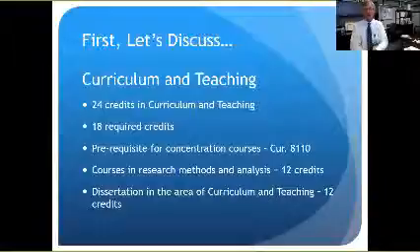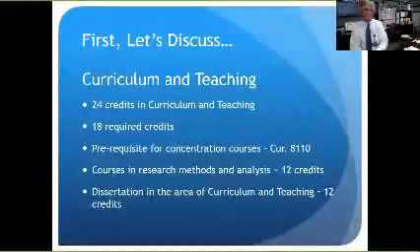Well, you will be required to take 24 semester credits in curriculum and teaching. That's 3 credit courses. That's 8 courses. 18 of those credits are required, and the other 6 are ones that you may not have to take if you have a strong master's degree background in curriculum and teaching. There is one prerequisite course that everyone is required to take before they take any other curriculum and teaching courses, and that's 8110. Courses in research methods, you should be expected to take 12, and then you'll have a 12-credit doctoral dissertation. 54 credits is what most people have in their doctoral program of study.